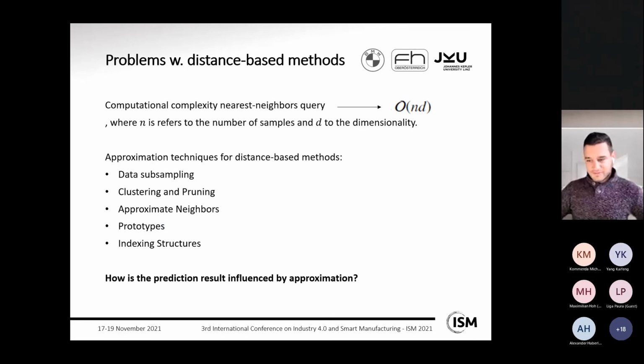Okay, so I have now made a lot of points for distance-based methods, but there, of course, are also problems with them. And what are the problems? What motivated now this research that we did? So the main problem is the computational complexity of nearest neighbor queries, because all of these, or almost all of these techniques depend on the nearest neighbor search, which is very complex. So there are a lot of approximation techniques for distance-based methods, but we seldom know how the prediction result is influenced by approximations. And that's what we focus on in this paper.